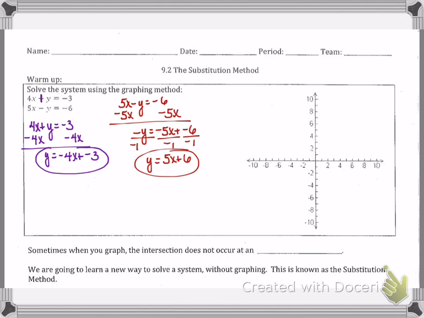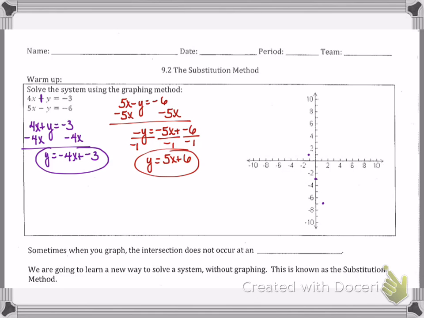So the first equation has a y-intercept at -3. So you're going to go down on the y-axis, down 3, make a dot. And then you're going to use the slope -4/1 to plot the next dot. So I can either go down 4, 1, 2, 3, 4, and to the right 1, or it's also the same to go up 4, 1, 2, 3, 4, and to the left 1.